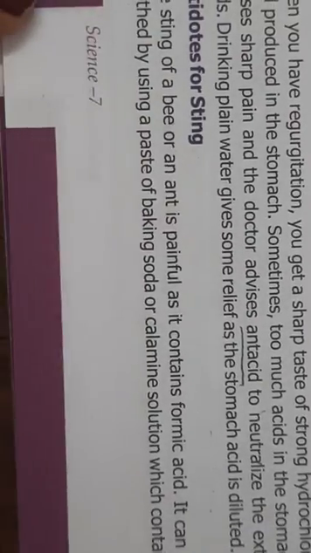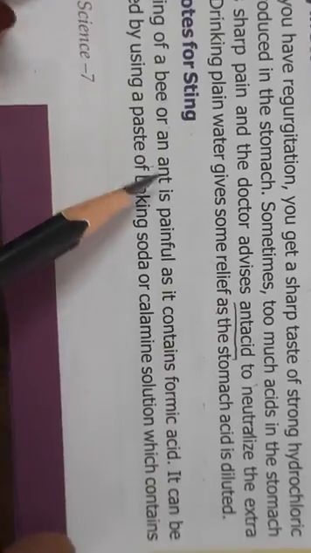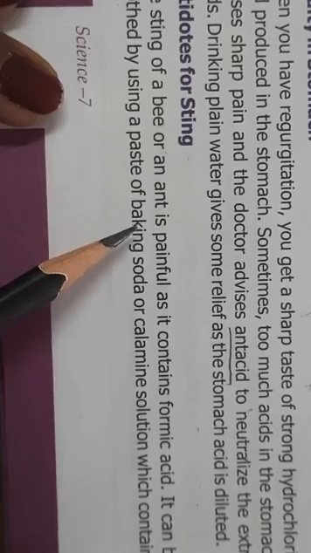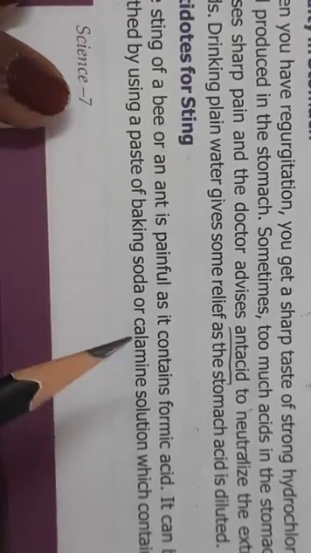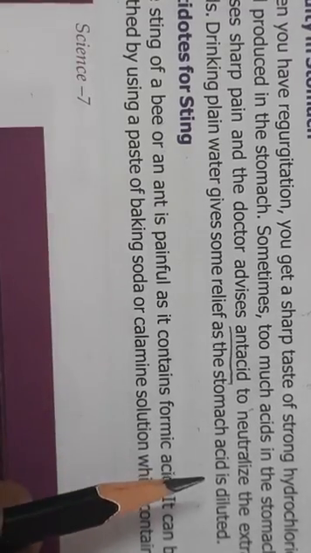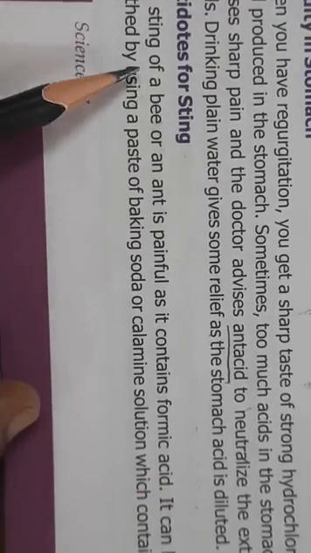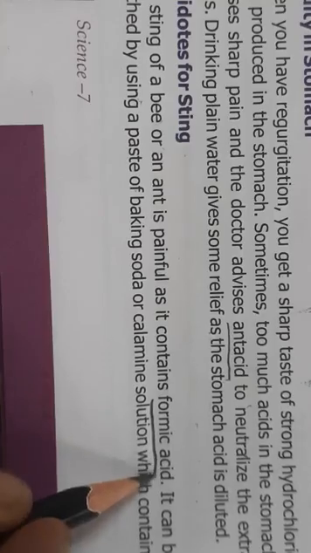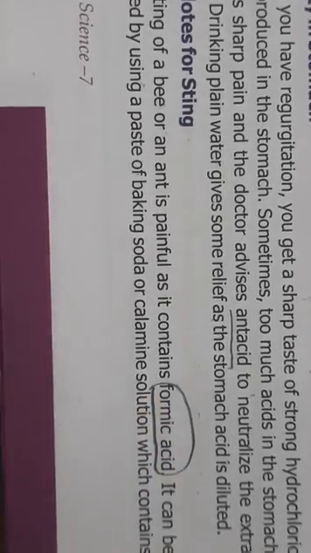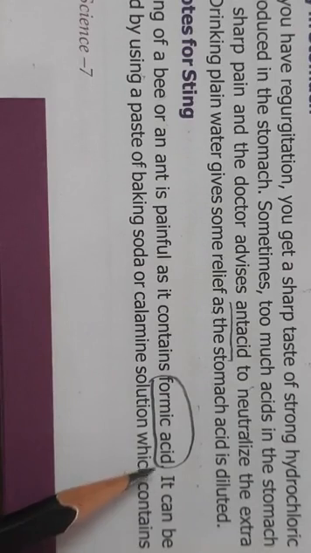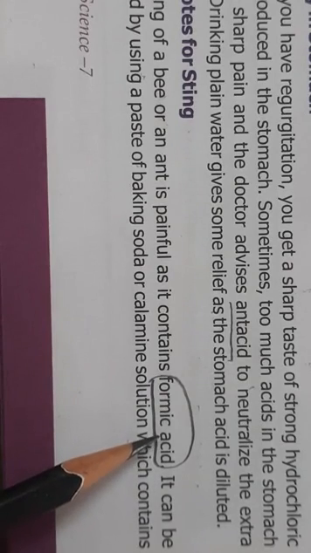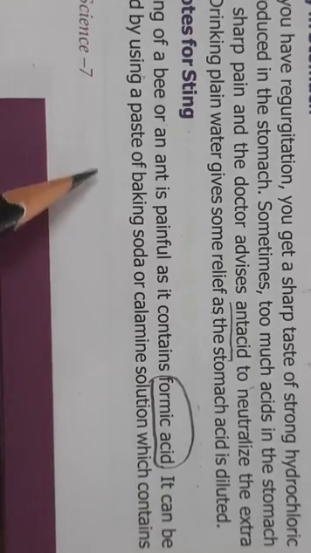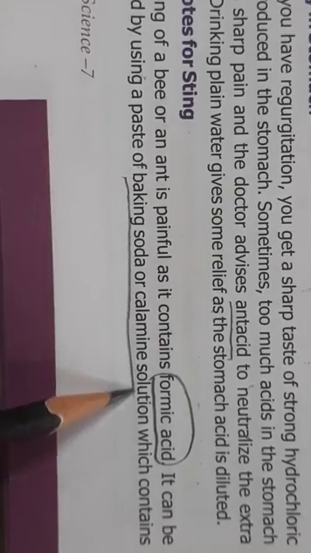Then antidotes for sting. You all must have noticed, children, that if a bee or an ant stings, it is very, very painful. Why is it painful? Because whenever a bee or ant stings, it stings formic acid inside the body. ठीक है, फॉर्मिक एसिड स्टिंग करता है. How can you get relief from that? You can get relief from that by applying a paste of baking soda or calamine solution.